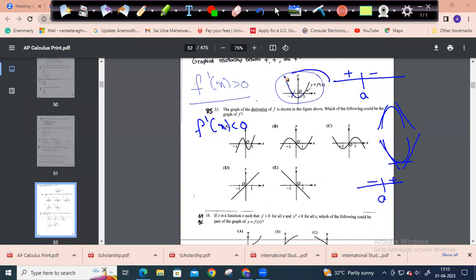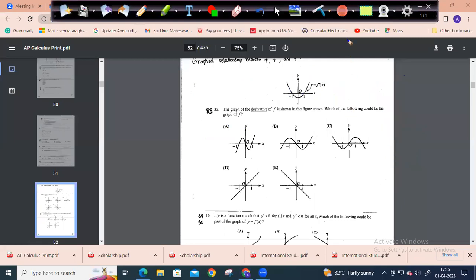Now they gave a graph of f dash, and they're asking which of the following can be the graph of f. So solving AP calculus is beautiful here. It is just an application of what you have learned. See how I would solve this question as a student. f dash x is positive till -1 because it is above the x-axis. It is negative from -1 to 1. So f dash x is positive for all x less than -1, negative for all x between -1 and 1, and again positive for all x greater than 1.